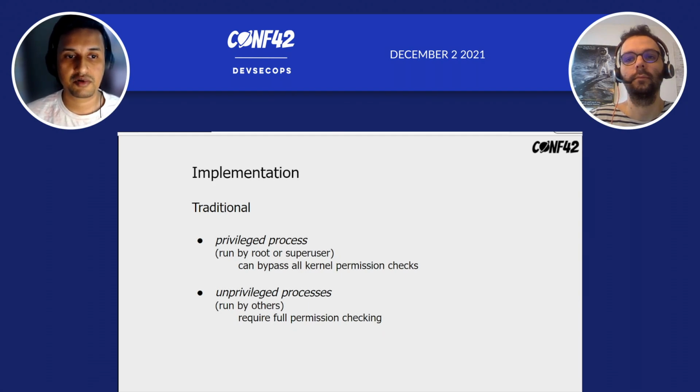But then you have the unprivileged processes, which are run by normal users, and which really have to go through all the permission checking. If you don't have the required permission, you will end up with an error. So these unprivileged processes are subjected to permission checking based on the effective UID or GID. And it's actually limited. It's really like a binary system where you have a 0 or 1.